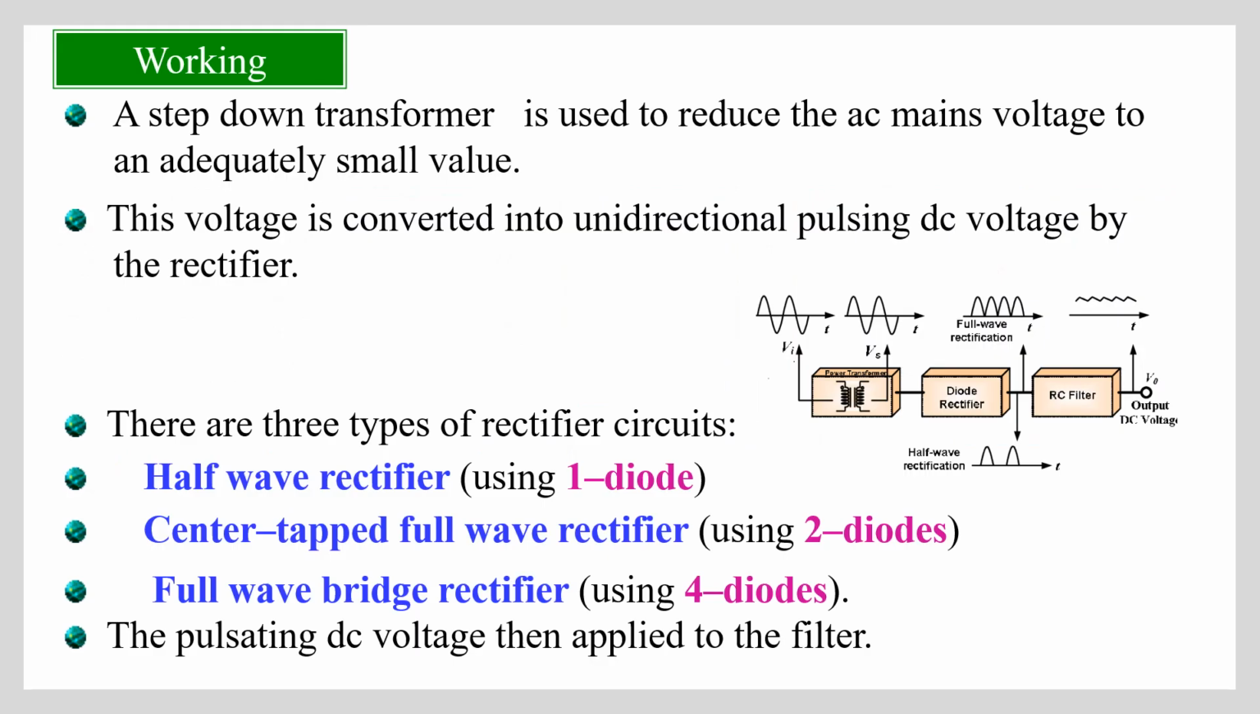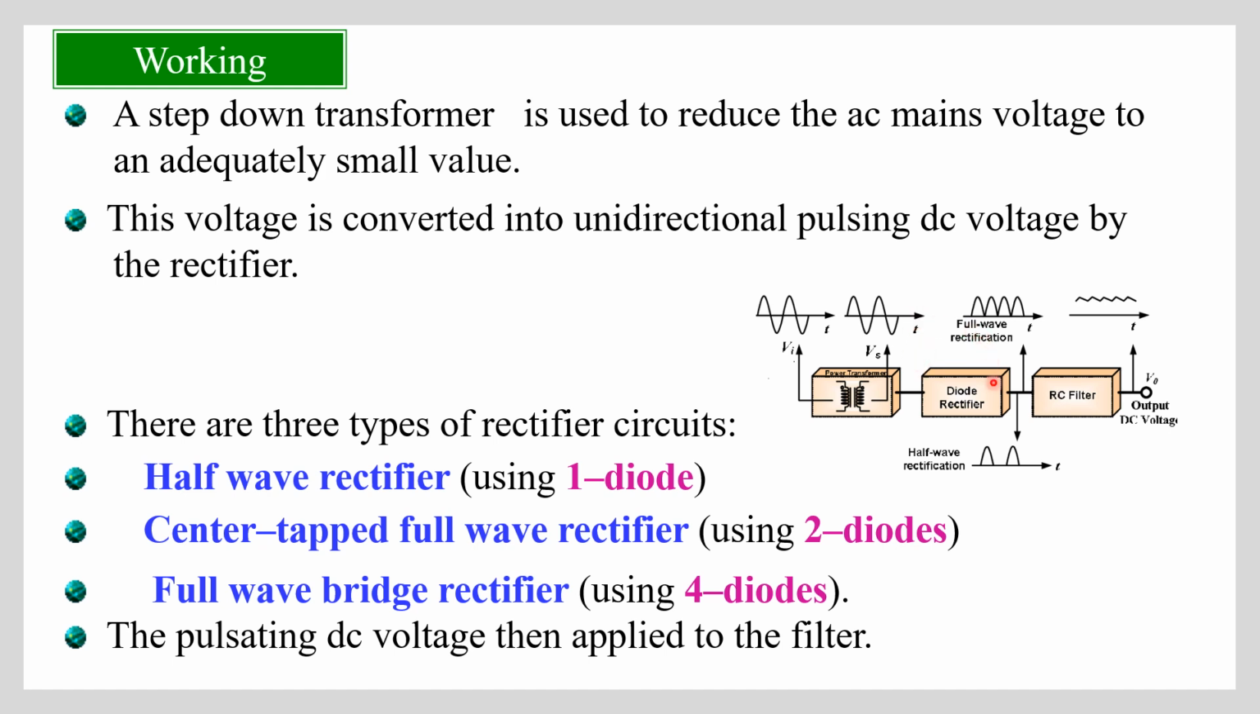Let us see the working of the DC power supply. A step down transformer is used. We have seen transformers are of two types, step up and step down. So in a power supply we are using a step down transformer, which reduces the AC mains voltage to an adequately small value. So here we reduce the AC voltage into a smaller value.